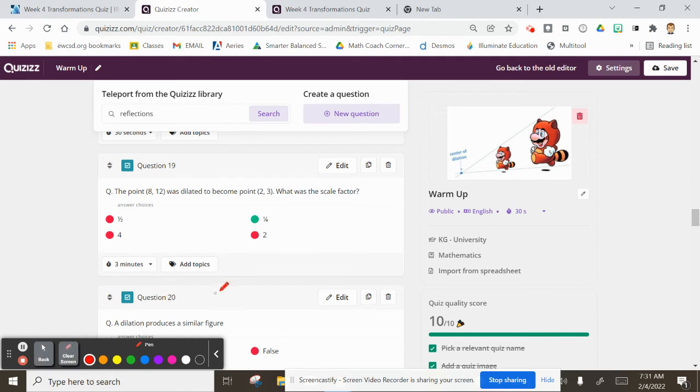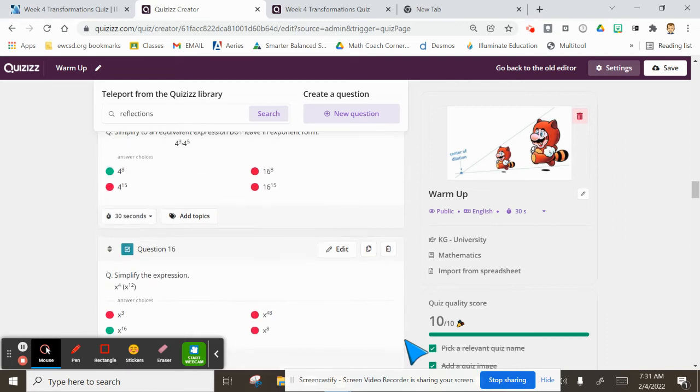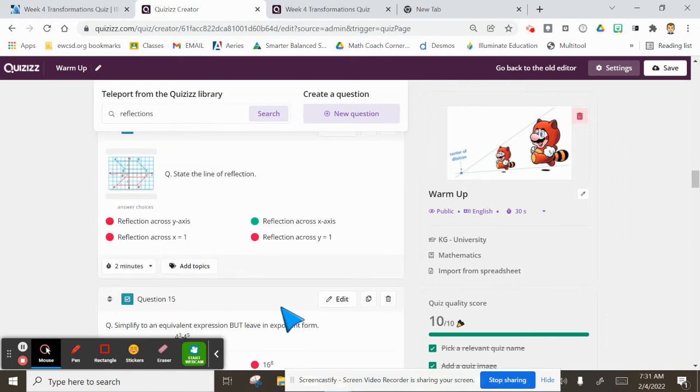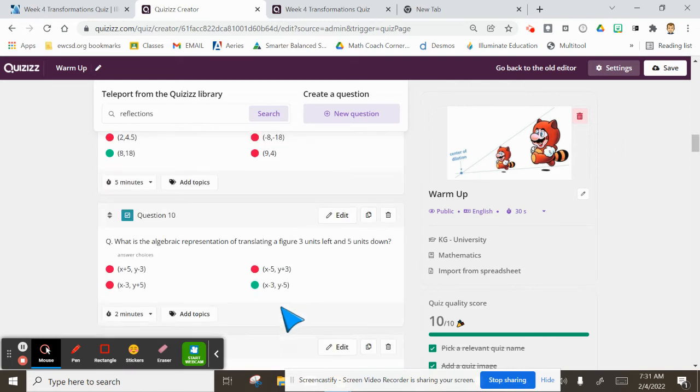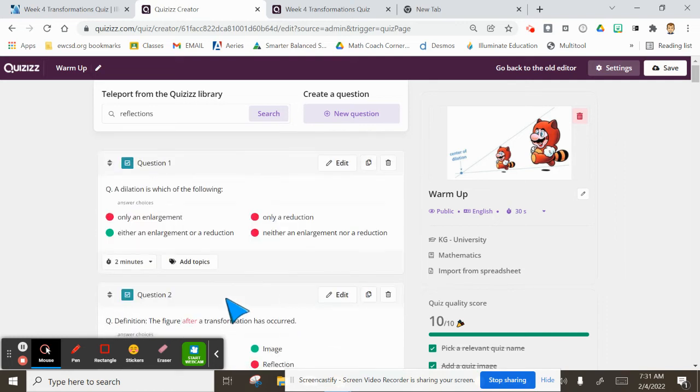So when I look at these problems, I got to make sure you get the idea. We're not going to do any exponents, so I'll delete those after this video, but we're going to focus solely on transformations, only on transformations and what's going on. So a dilation is which of the following? We know this, right? Enlargement.